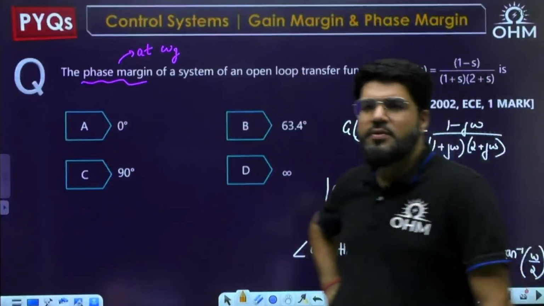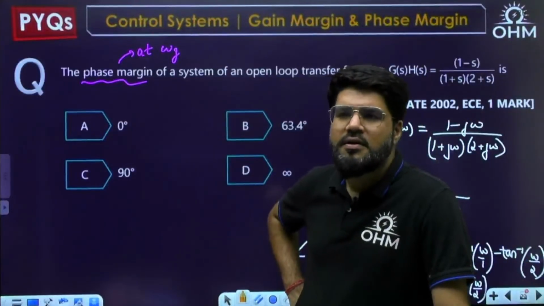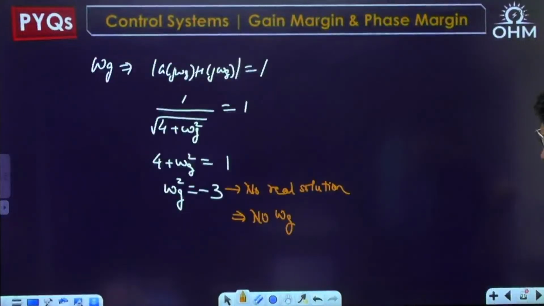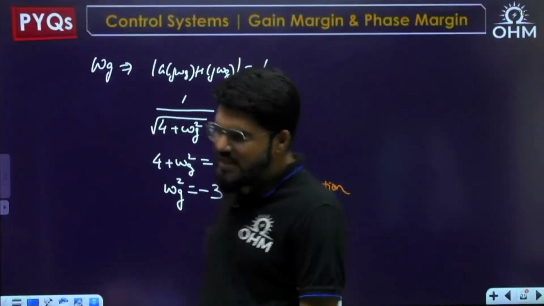There is no such frequency. Okay. There is no omega g. Now, what does it mean? What does it basically mean?